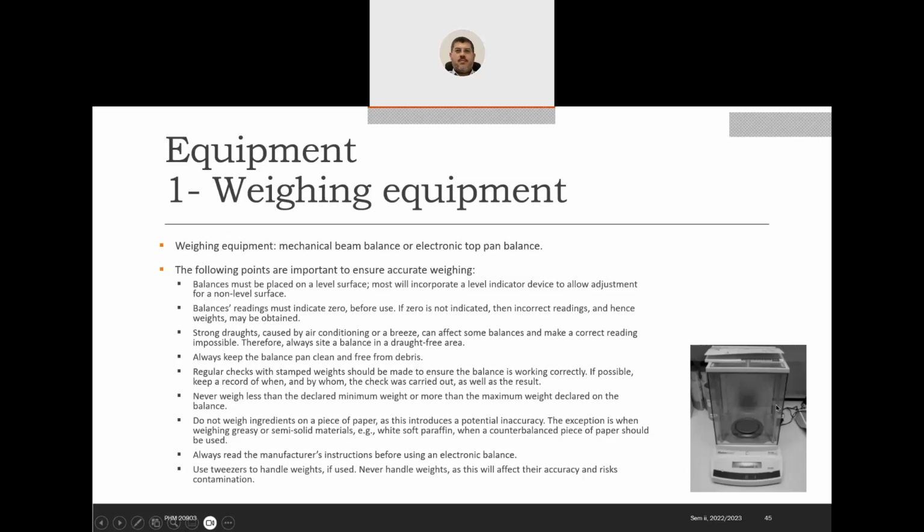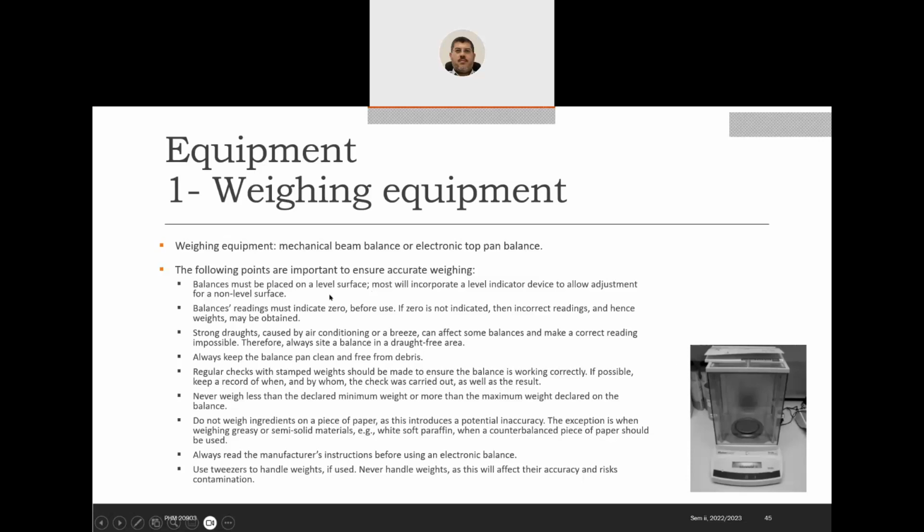Okay, we will use a variety of equipment. Number one, the weighing equipment like the balance. You have different types of balance. You have the mechanical beam balance and the electronic top pan balance. The mechanical beam balance is the one where you have to put weights, and this is not commonly used nowadays. Mostly we use the electronic top pan balance. We have to take care of it and know how to use it.